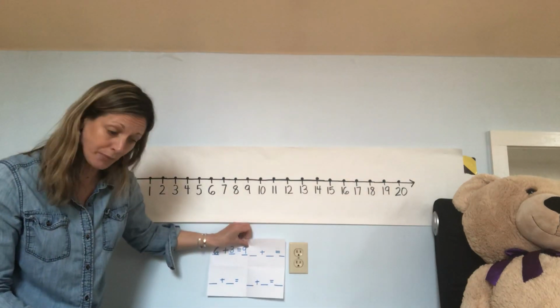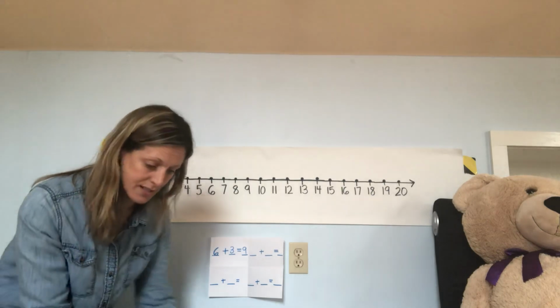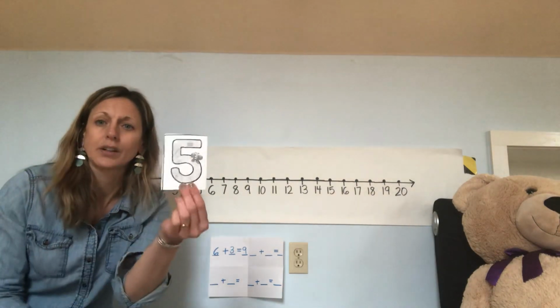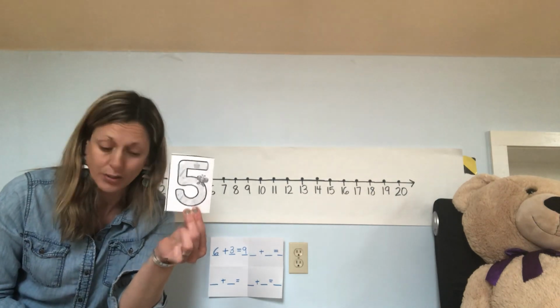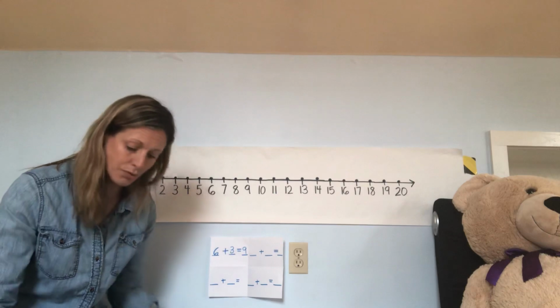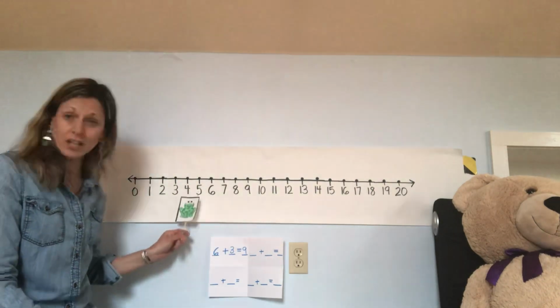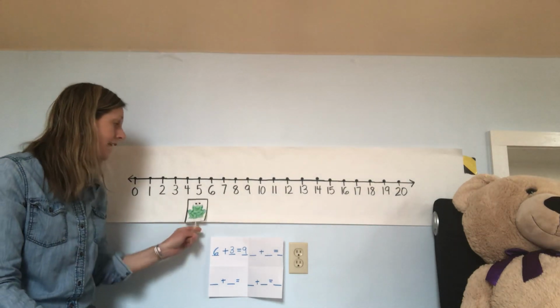I'm going to need your help, friends. I'm going to pull a number, and I want you to say what the number is. Okay, how about this number? What number is that? That's right, it's 5. Okay, so Froggy is going to go to the 5. If you're not sure where 5 is, a strategy, you can count. 0, 1, 2, 3, 4, 5.